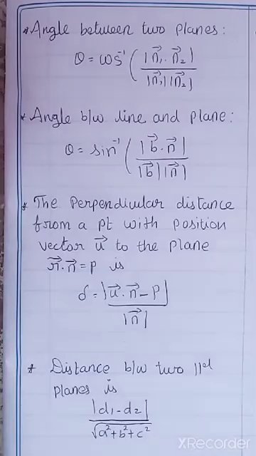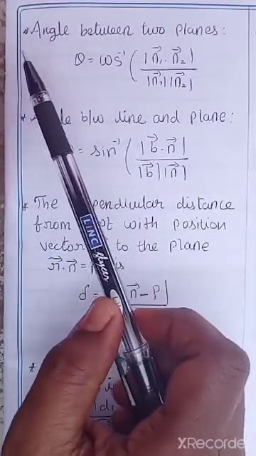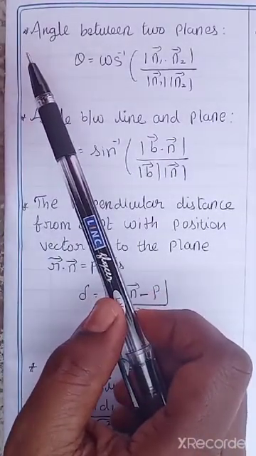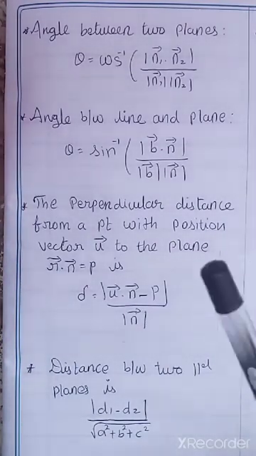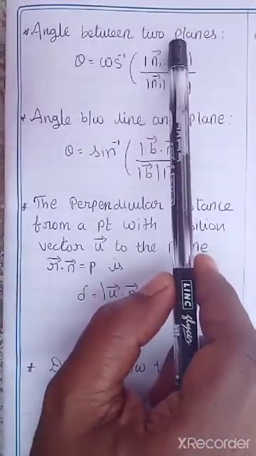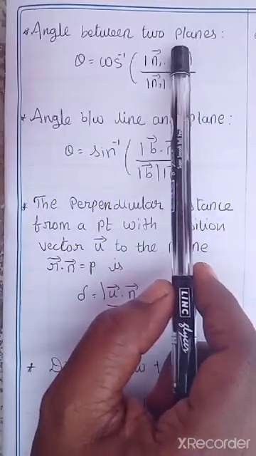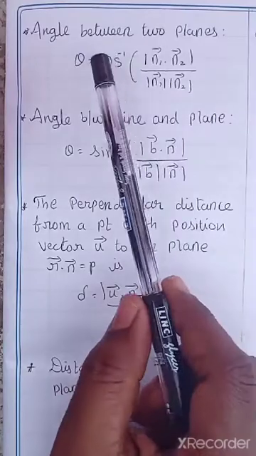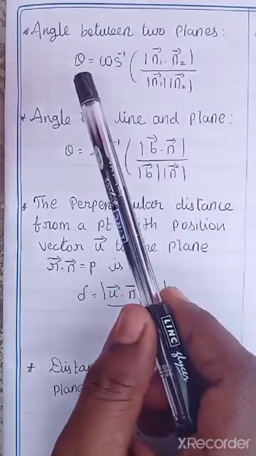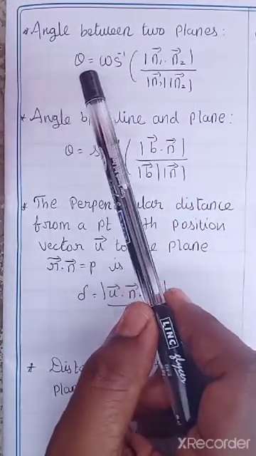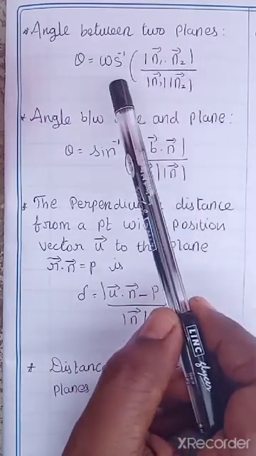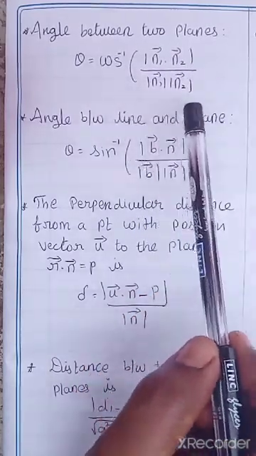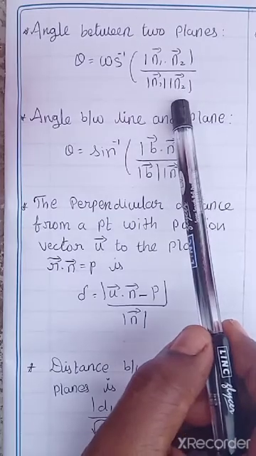And next is your finding angle and distance. Next exercise is finding angle and distance. So your first one is the angle between two planes. This angle between two planes we already saw in the second or third exercise, right? So the angle between two planes is theta equal to cos inverse of mod n1 vector dot n2 vector by mod n1 vector mod n2 vector.